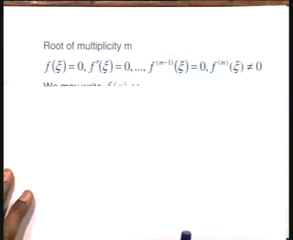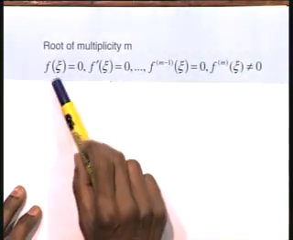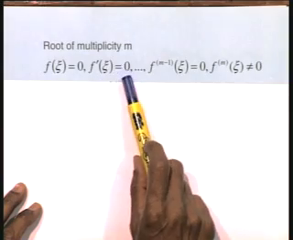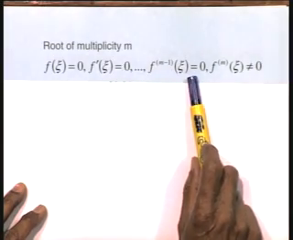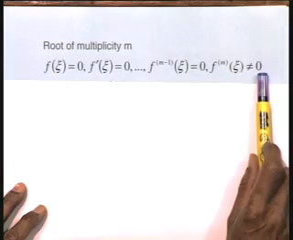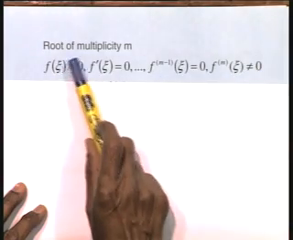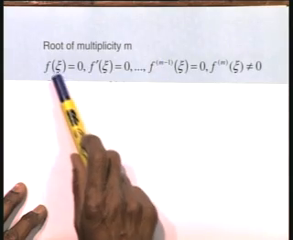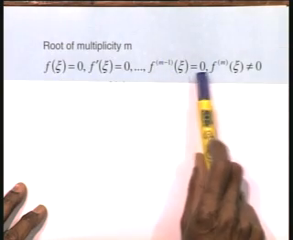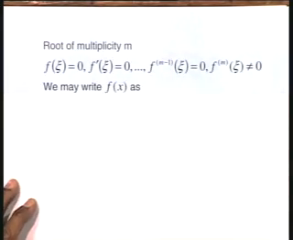Now I would like to talk of the root of multiplicity m. So it is a multiple root of multiplicity m. So we define that f of xi is 0, f prime of xi is 0, up to the m minus 1th derivative of f at xi is also 0, but the mth derivative at xi is not equal to 0. Therefore, it will be a root of multiplicity m. That is, derivatives up to m minus 1 will be 0, and the mth derivative will not be equal to 0.